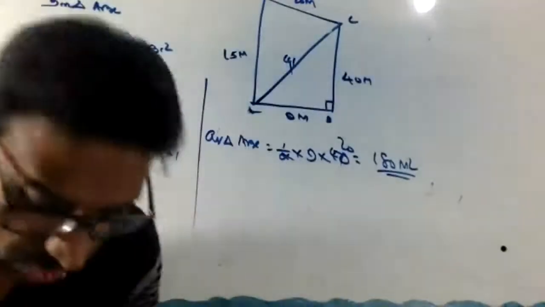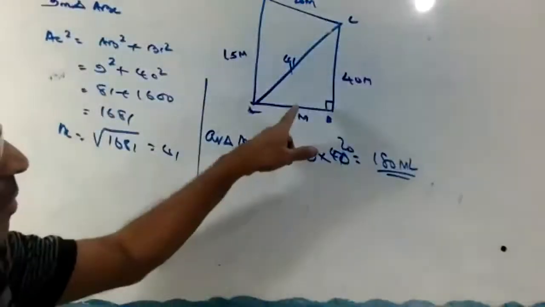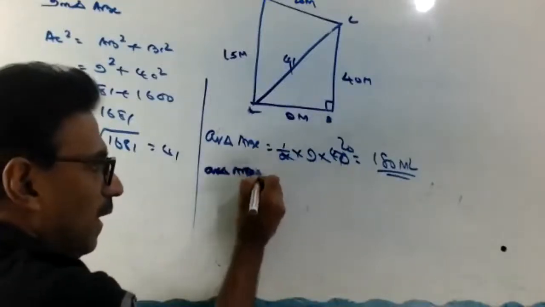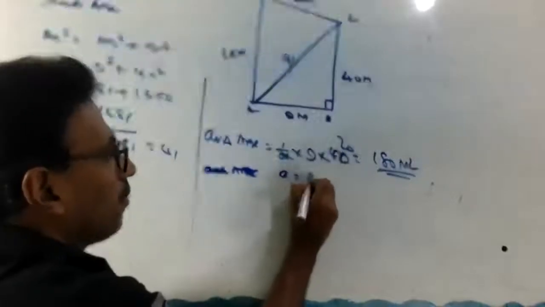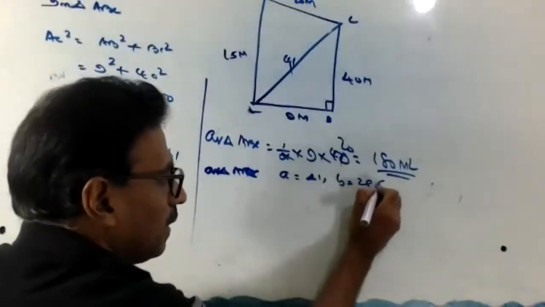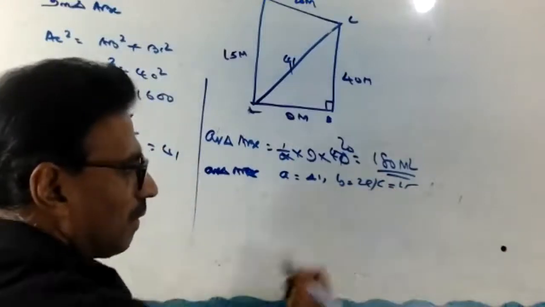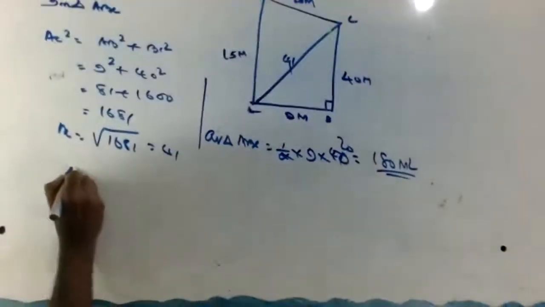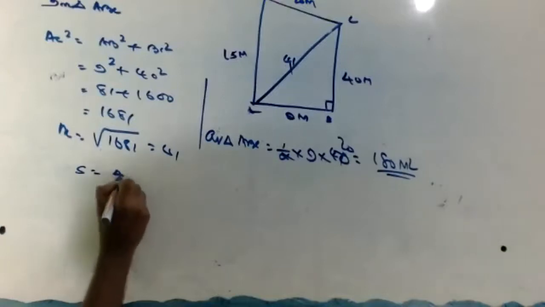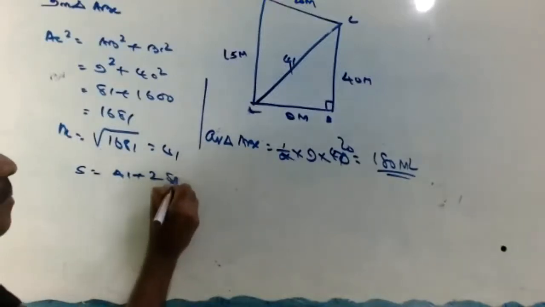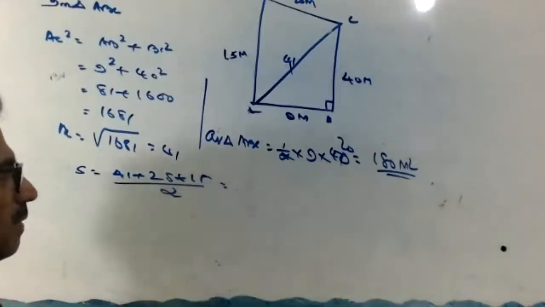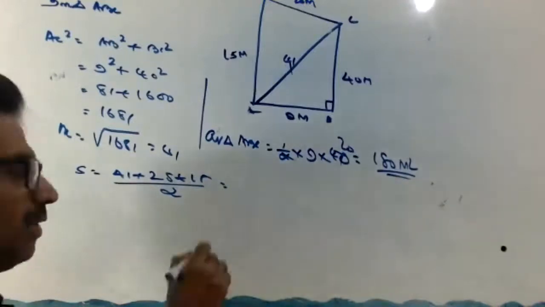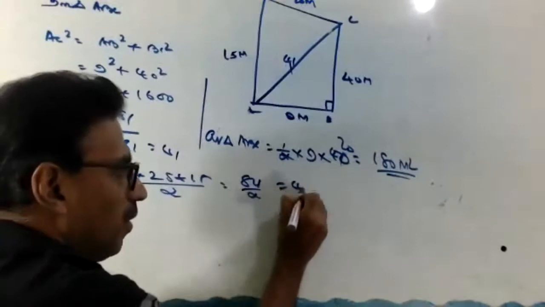Now you find the area of triangle ADC. A equal to 41, B equal to 28, C equal to 15. Now, S is what? 41 plus 28 plus 15 divided by 2. How much is that? 42, right? 84 divided by 2 equal to 42.